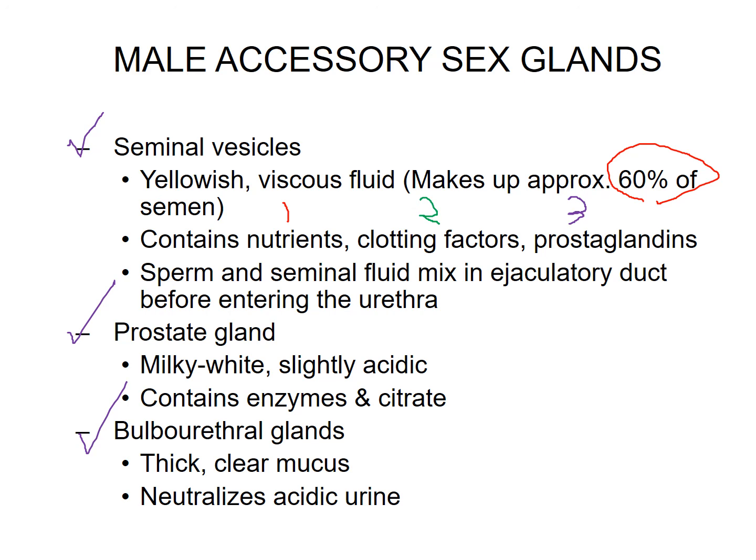Number 2, the prostate gland. The prostate gland is going to secrete a lot of enzymes to help the semen. Mainly, we're also going to secrete citrate.